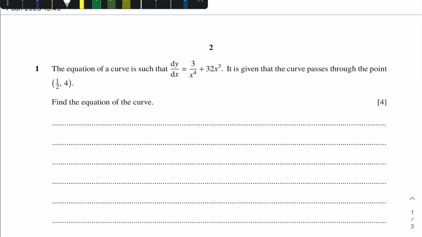Yeah. Here it is. Let's read the question. The equation of a curve is such that dy/dx equals 3 over 4x to the 4th power plus 32x cubed. It is given that the curve passes through the point given. Okay, find the equation of the curve.